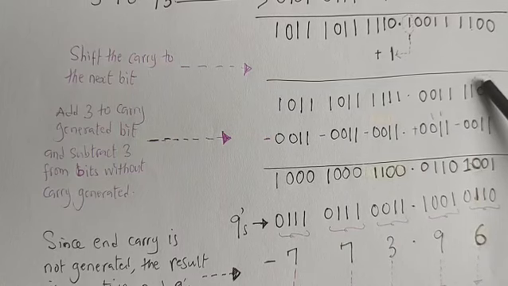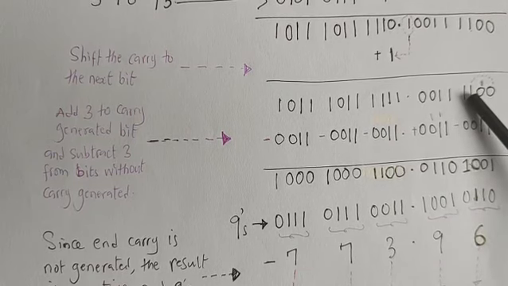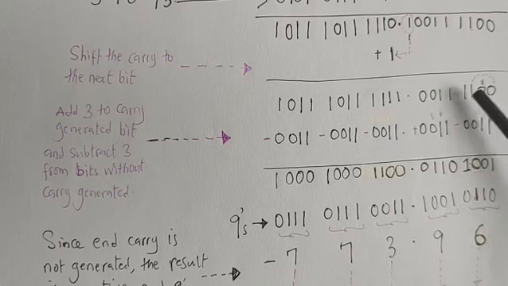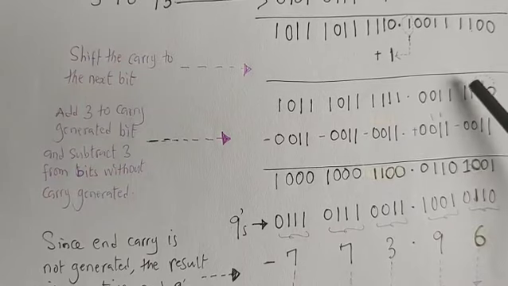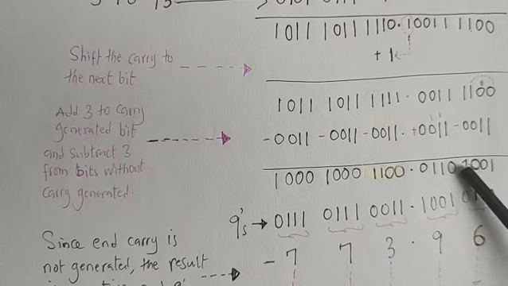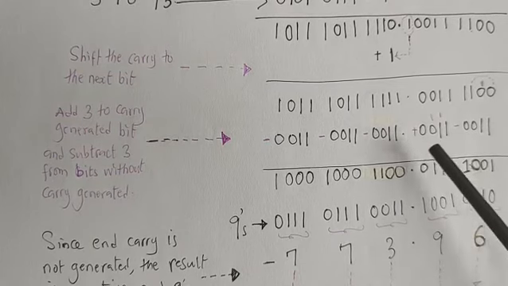So in this case, we have 1. So 1 minus 1 is going to be 0. Now this bit, we've already borrowed 1 from this bit, so this bit will become 0. So we say 0 minus 0 is going to give us 0. And then finally we have 1 minus 0 is going to give us 1. So this is how we arrive at this value.